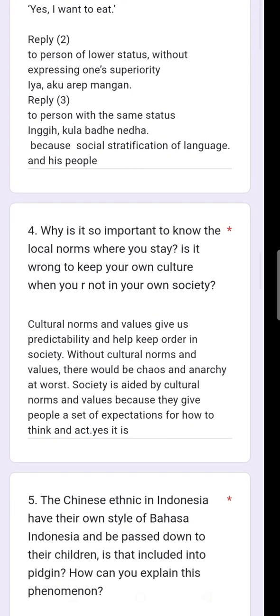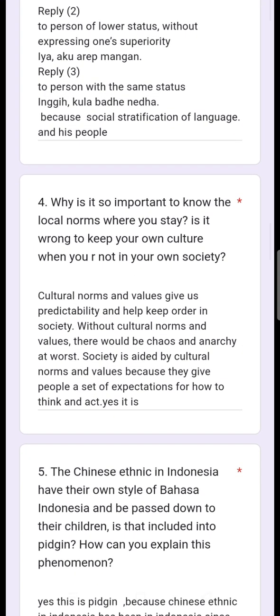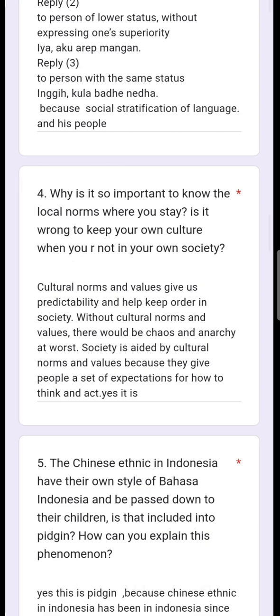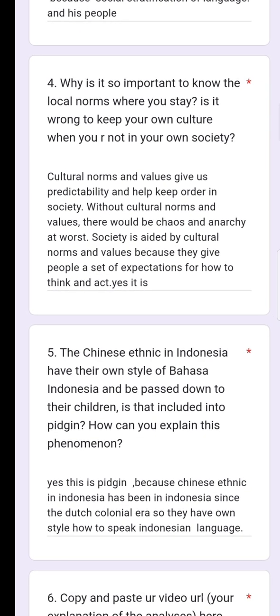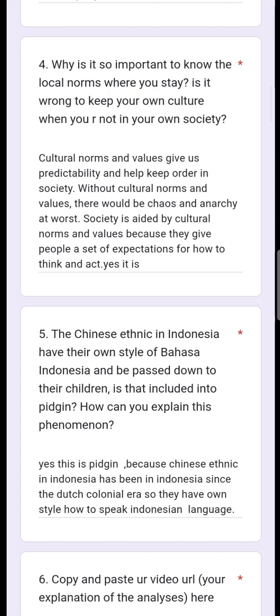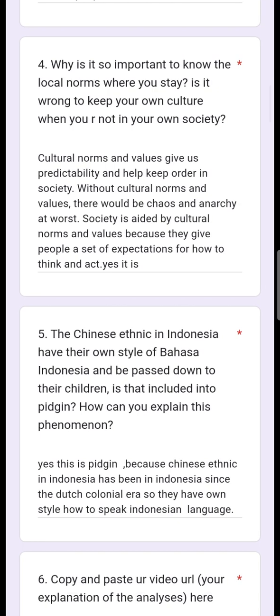and act. Number 5, the Chinese ethnic in Indonesia have their own style of Bahasa Indonesia and pass it down to their children. Does that include Pidgin? How can you explain this phenomenon? Yes, this is Pidgin because the Chinese ethnic in Indonesia have been in Indonesia since the Dutch colonial era, so they have their own way of speaking the Indonesian language.